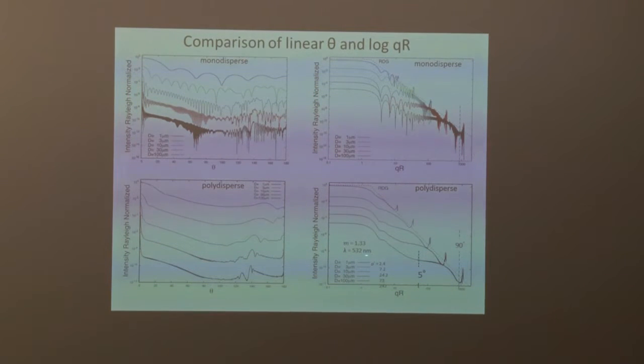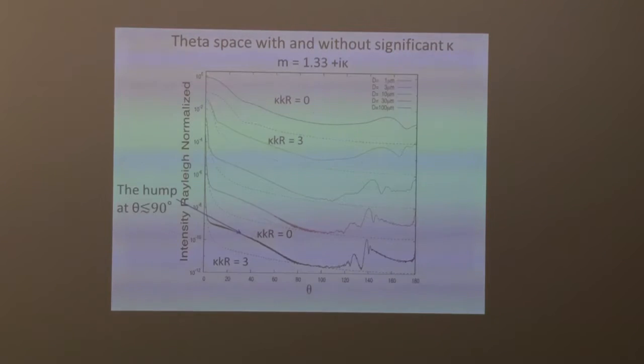Notice now, 5 degrees to 90 degrees. What's between 5 and 90? The hump. There's the hump. And I can prove it, I think, in the next slide.